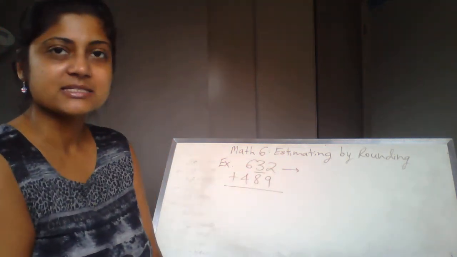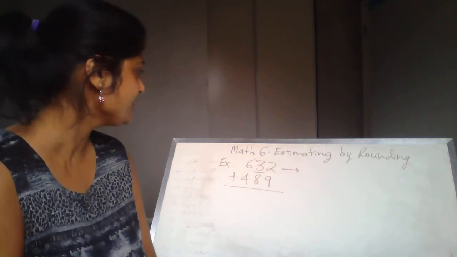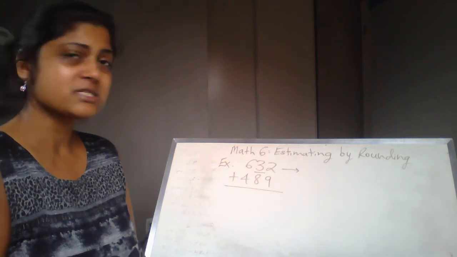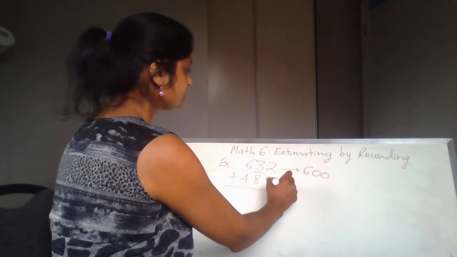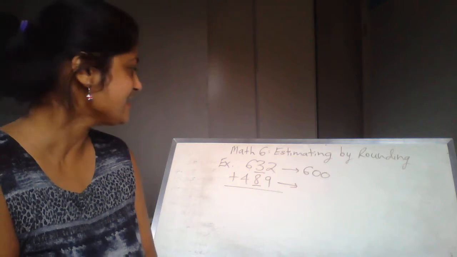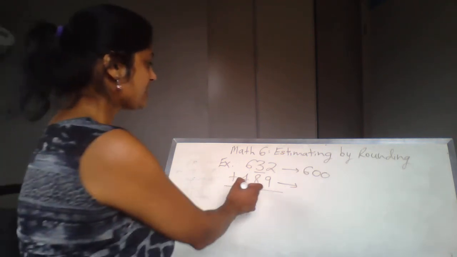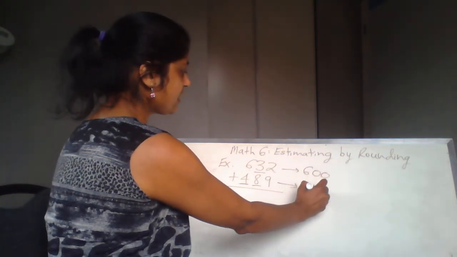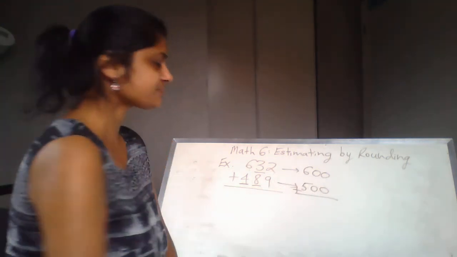You're always looking at the number that's right beside the hundreds column. This is the tens column. I notice that I have a 3 here. The 3 is less than 5, so we're going to keep the 6 the same. I'm not going to round it up. So 600. Let's try the second one. I'm underlining the 8 that's in the tens column. I can see that the 8 is greater than 5, so I'm going to round this up and add 1 to the 4. It becomes 5, so 500. Let's put the plus sign here.